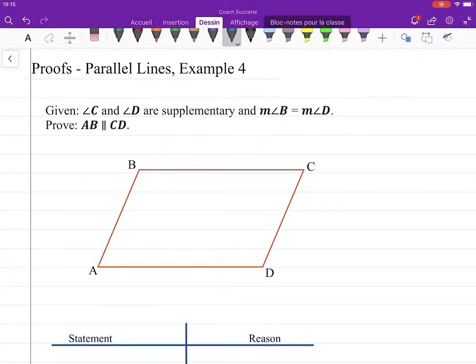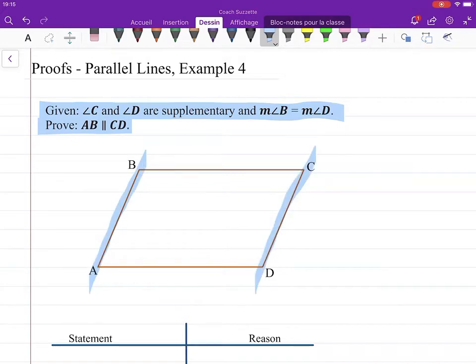Hello and welcome back. Let's do a proof. We are given angle C and angle D are supplementary and the measure of angle B is equal to the measure of angle D. Prove AB is parallel to CD. So prove these are parallel.